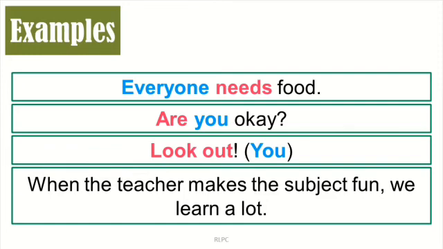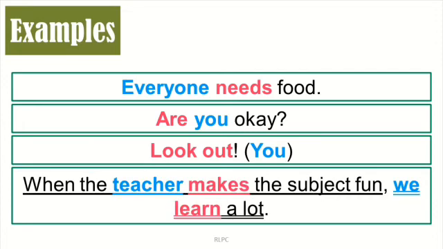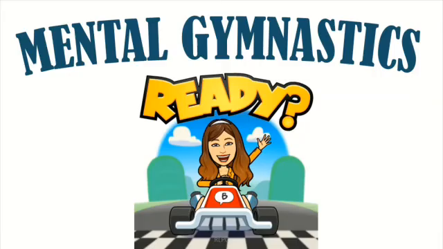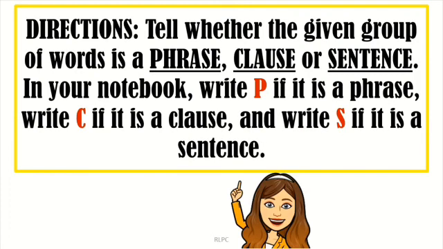When the teacher makes the subject fun, we learn a lot. Observe this one. The words with single underline are considered as the dependent clause, and the words with double underline are considered as independent clause. If we combine them, that is a sentence. So I guess you are now ready for our next activity. What I want you to do is tell whether the given group of words is a phrase, clause, or sentence. In your notebook, write P if that is phrase, write C if that is clause, and write S if that is sentence.